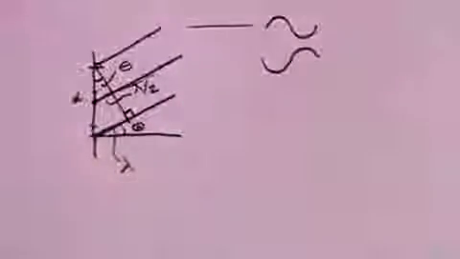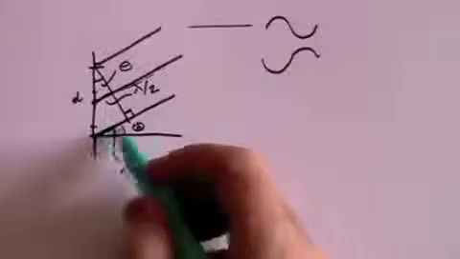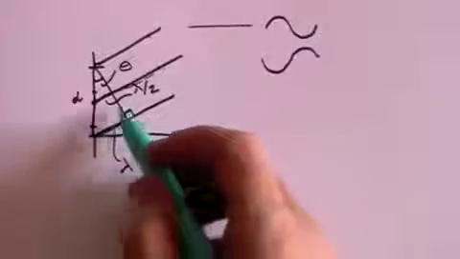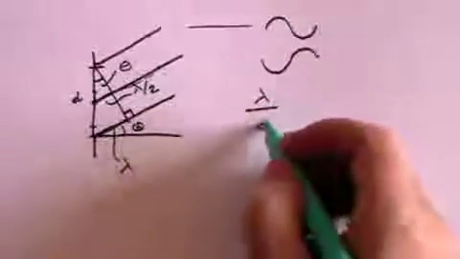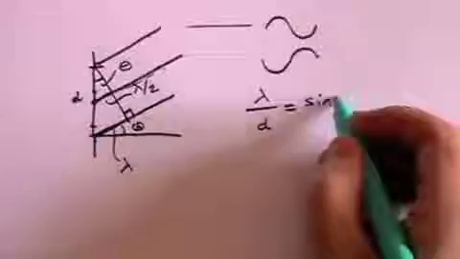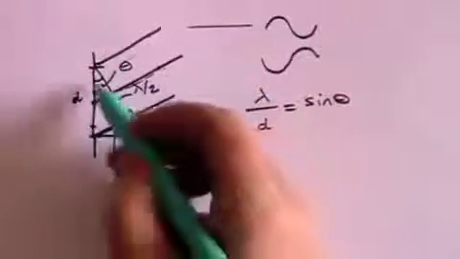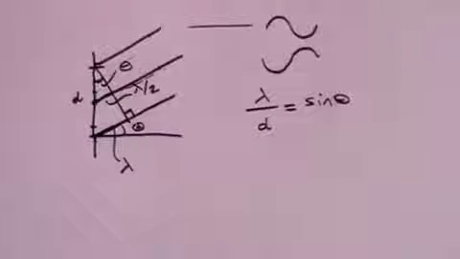And what we can see in those circumstances is that lambda divided by d is sine theta. That's simple trigonometry. Lambda divided by d is sine theta. That distance is lambda, that distance is d, that angle is theta.